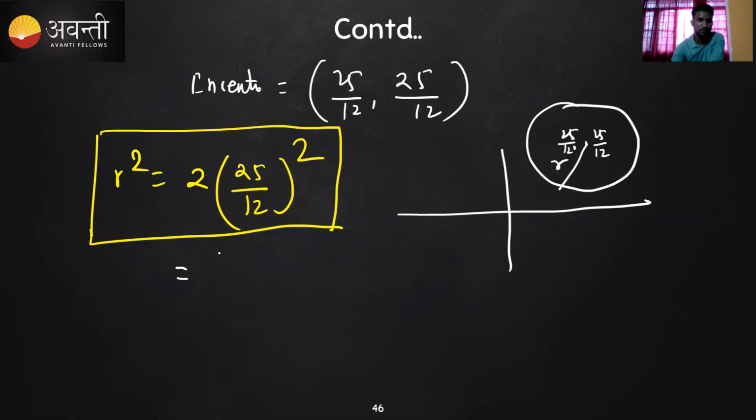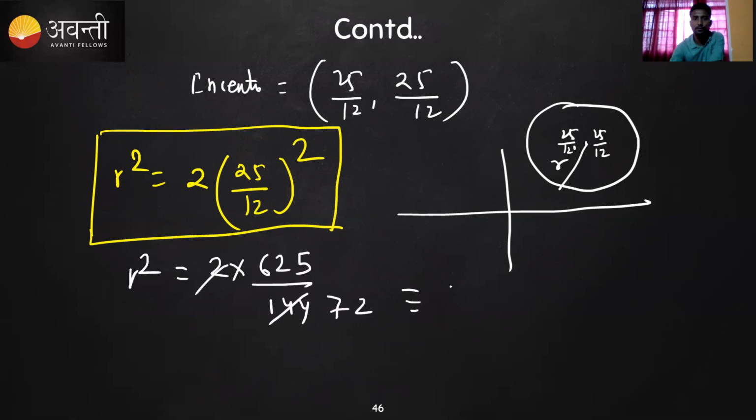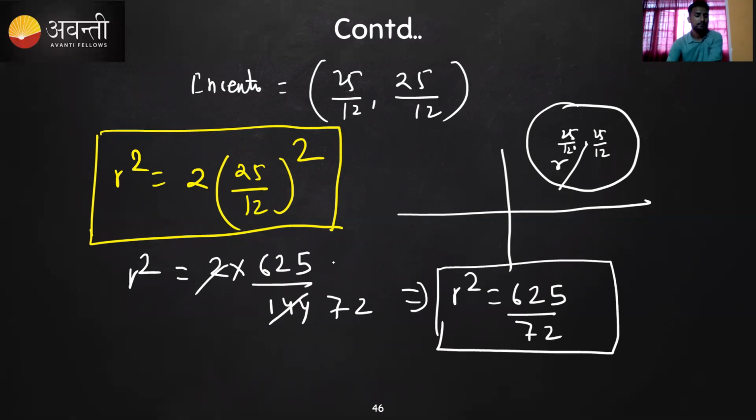After finding this, you will get 2 into 625 by 144. So it will be 72. So R square value will be 625 divided by 72. Okay. So I hope it is clear to all of you. Just remember this formula, because it will take a lot of time. Just draw the proper diagram, and then you will get the desired result.